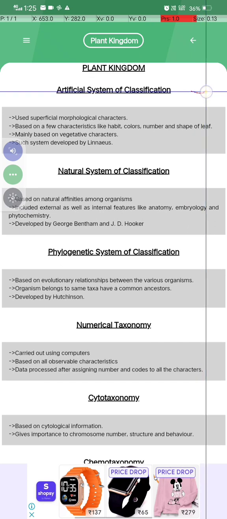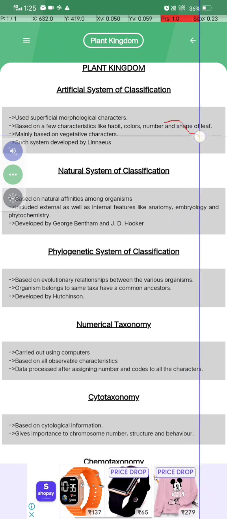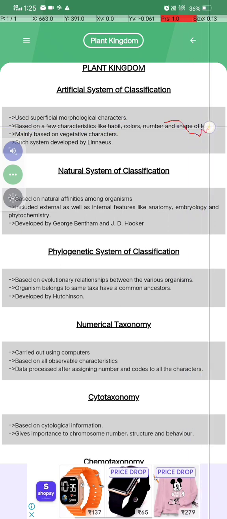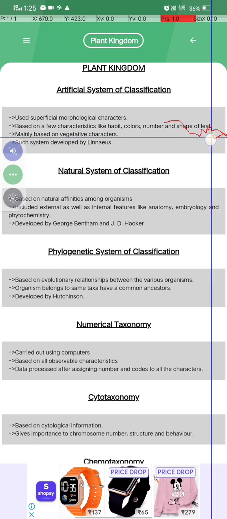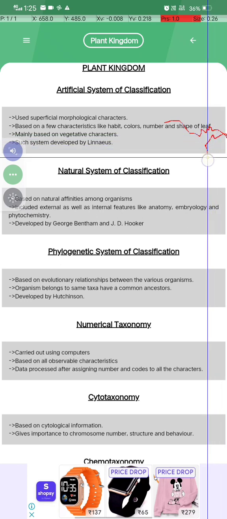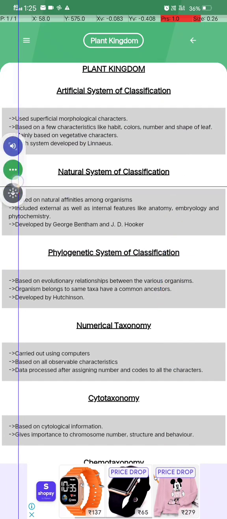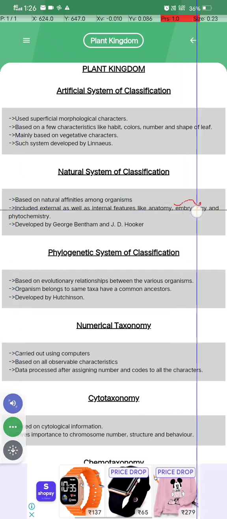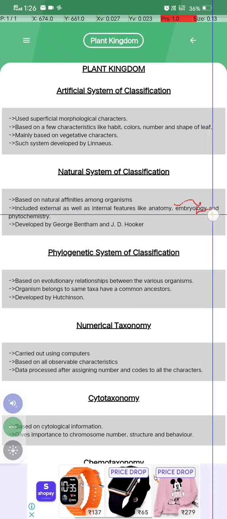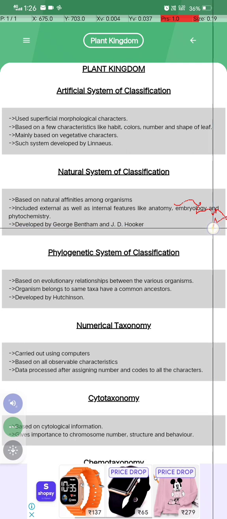इसमें हम लोग जानेंगे आर्टिफिशियल सिस्टम ऑफ क्लासिफिकेशन क्या होता है. It uses superficial morphological characters based on a few characters like habit, color, number and shape of leaves, mainly based on the vegetative characters. Such a system was developed by Linnaeus. Natural system of classification is based on the affinities among the organisms, including external as well as internal features like anatomy, embryology and phytochemistry, developed by George Bentham and J.D. Hooker.